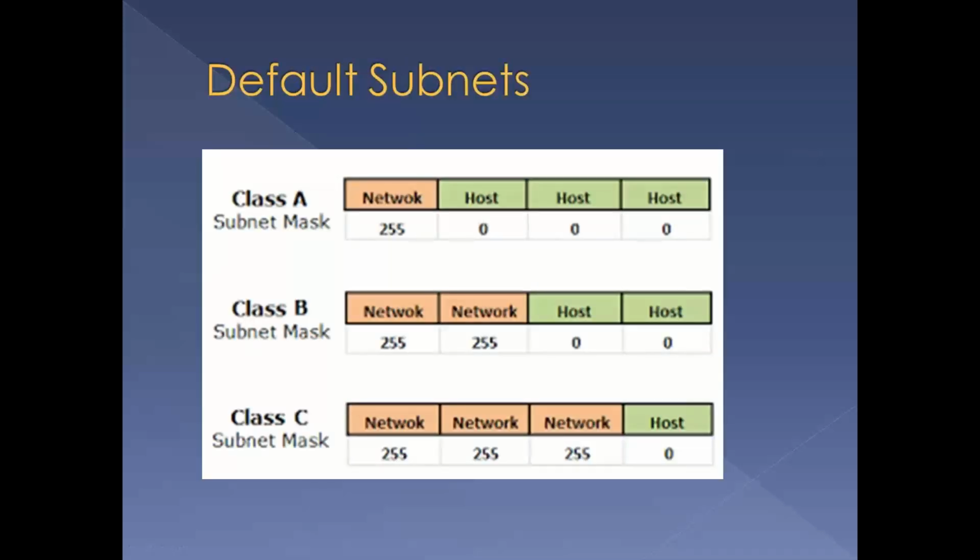Subnets. On a Class A network, the subnet mask is 255. On a Class B, the subnet mask is 255.255. And on Class C, it's 255.255.255. Now, this begs the question: what is a subnet mask? And that's what we're going to get to.